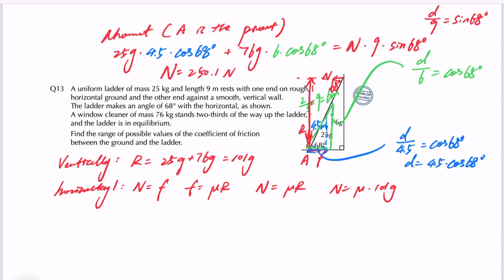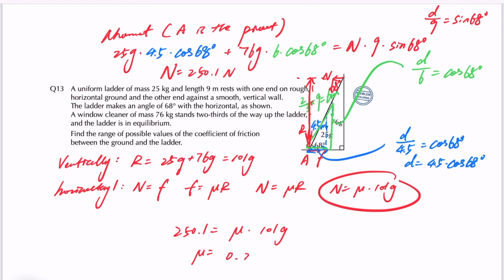Now that we get the value of the reaction force on the vertical wall, we have to substitute it back into this equation. 250.1 Newton equals mu times 101G. Mu equals 250.1 divided by 101 divided by 9.8, which gives us the final answer, 0.25. Alright guys, I think that's it for these two difficult questions.